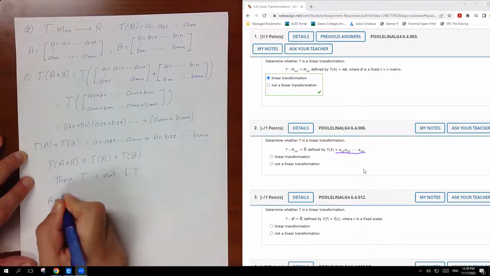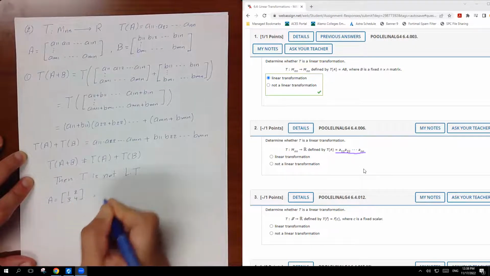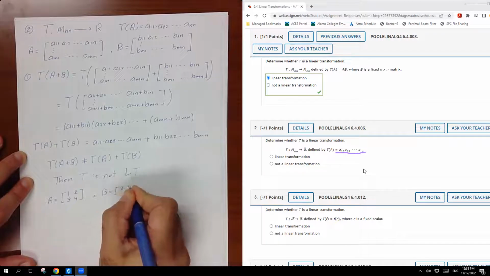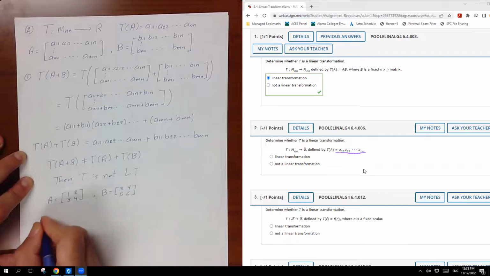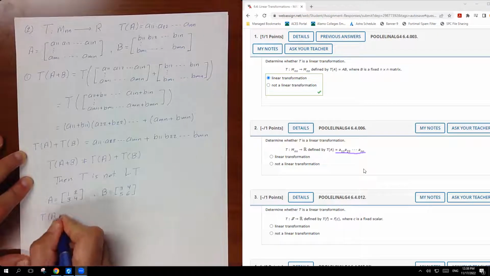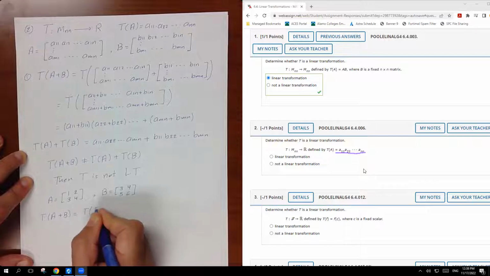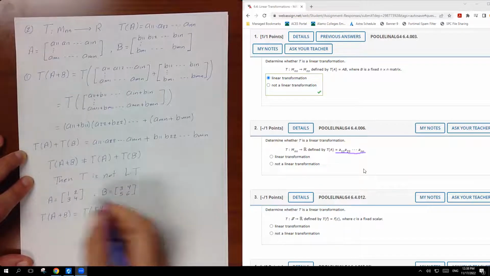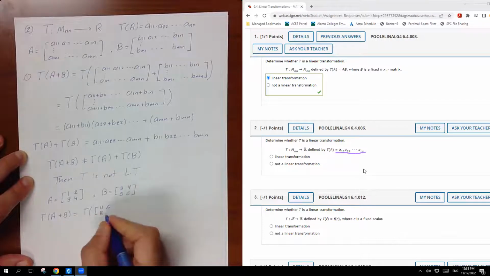And if you want to prove that, assume two matrices. Let's say A equals 1, 2, 3, 4, and B equals 3, 4, 5, 6. Let's check the transformation of A plus B. Let's add A and B. 1 plus 3 is going to be 4. 2 plus 4 is going to be 6. 3 plus 5 is going to be 8. 4 plus 6 is going to be 10.